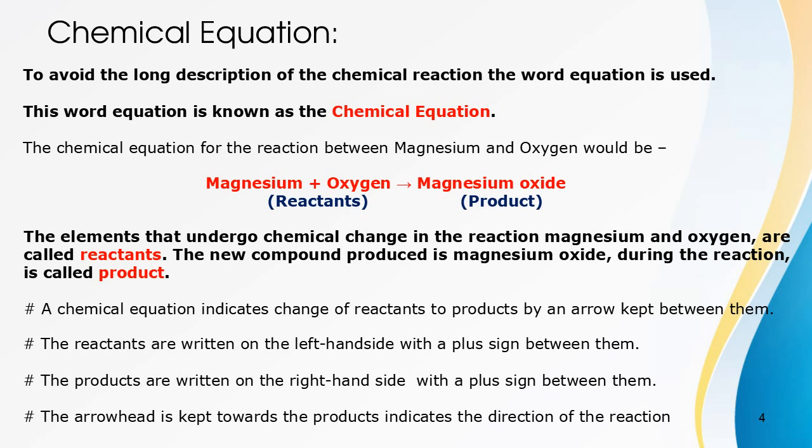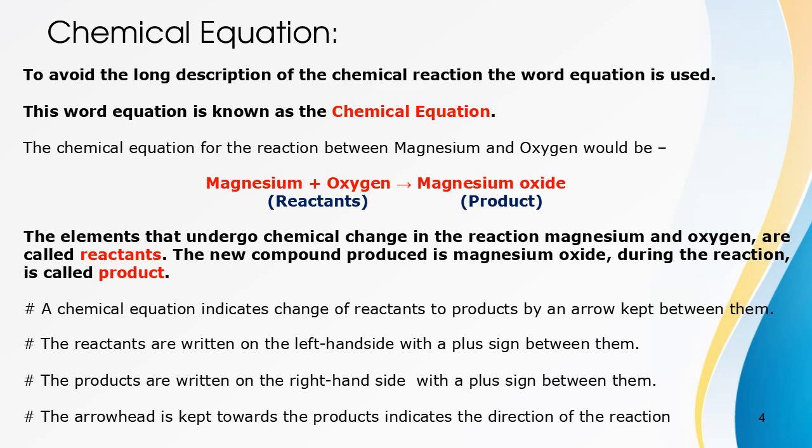To avoid the long description of the chemical reaction, the word equation is used. This word equation is known as the chemical equation. The chemical equation for the reaction between magnesium and oxygen would be magnesium plus oxygen gives magnesium oxide. The elements that undergo chemical change in the reaction, magnesium and oxygen, are called reactants. The new compound produced during the reaction, magnesium oxide, is called the product.